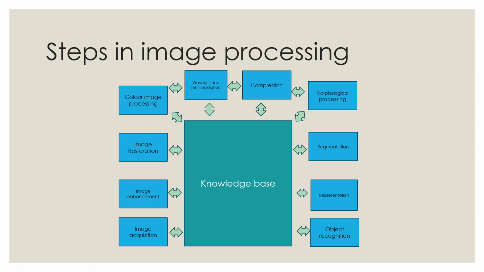The next one is compression. Compression is used for reducing the size of an image. It can be either lossy or lossless compression. This compression is mainly useful for storing the images in memory space or while transmitting the images from one place to another. So this compression is useful.